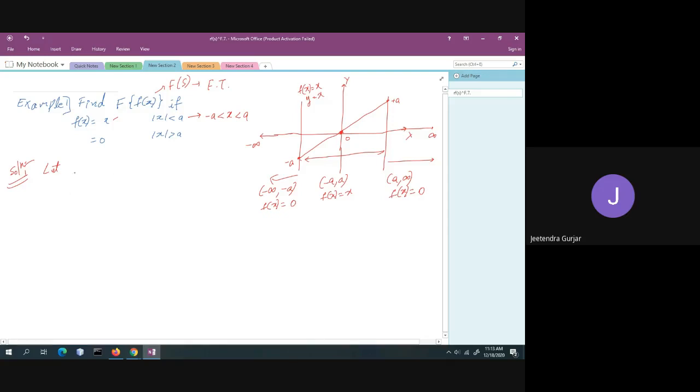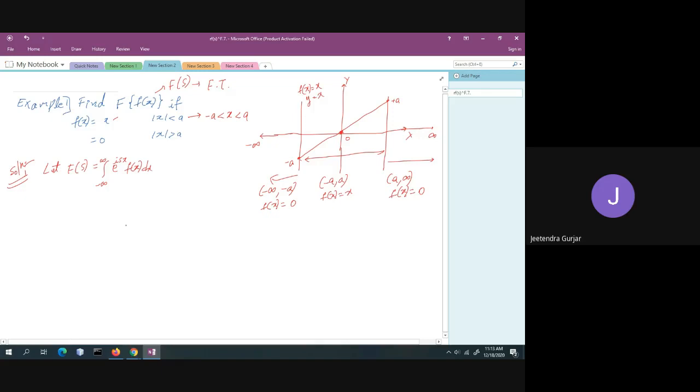So now take the formula first. Always, f of s is equal to, I will not write f of x again, directly I will take the formula: integral from minus infinity to infinity of e raised to i s x, and this is f of x dx. Is it clear? So this is our formula. Keep this in mind.